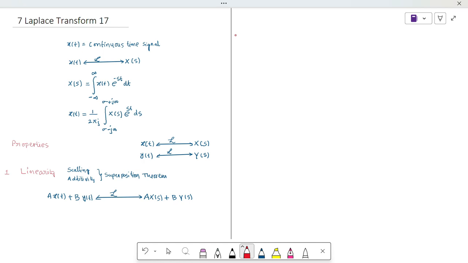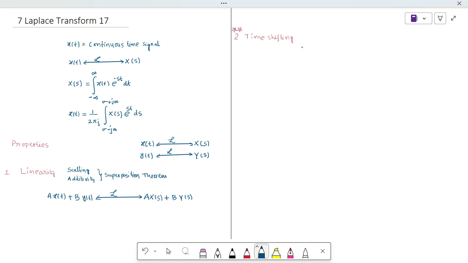The second one is the time shifting property. It is very important in all techniques, all transforms. So in this class, while discussing properties for the Laplace transform, we can convert these properties to the continuous time Fourier transform also. I'll show you. So this time shifting is very important.